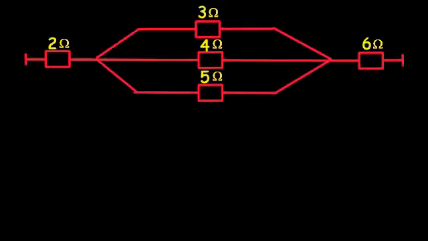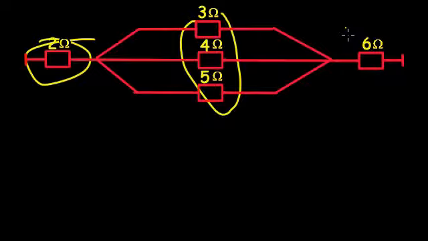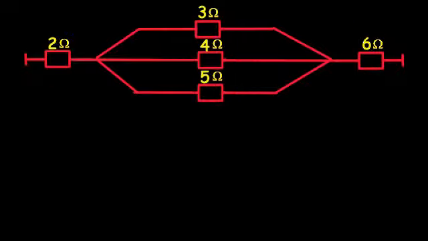Example number 2. Consider the combination on the board. Feel free to pause the video and find the equivalent resistance of the combination. As you can clearly see, the 2 ohm resistor and the 6 ohm resistor are in series, but these 3 tend to be in parallel. So let's combine them first so that they can be in line with this and this, and then we'll find our final answer.